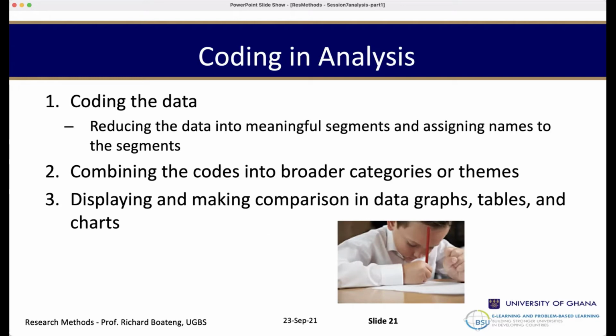Okay. Then after that you can combine the codes to identify whether there are broader agreements the codes are telling you. So after you have built the codes and found the relationship between them, you can then display the data that you have in other forms, in terms of graphs, tables, and charts, to be able to do comparisons better.